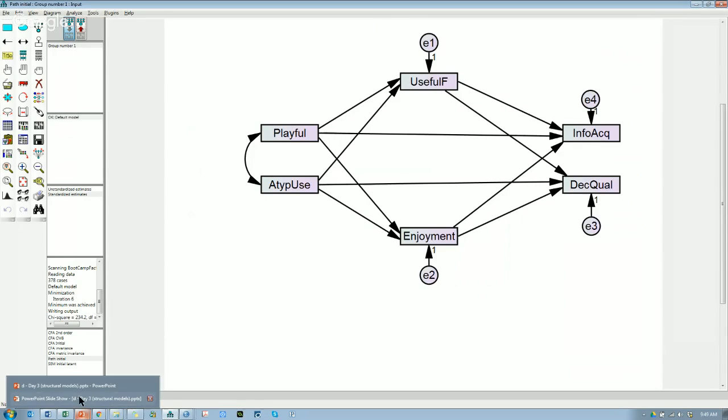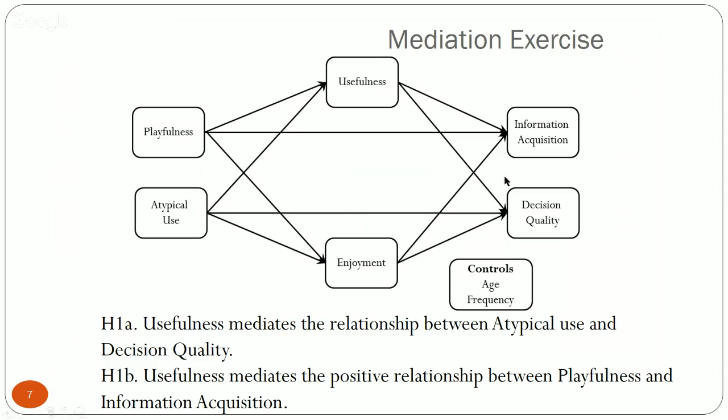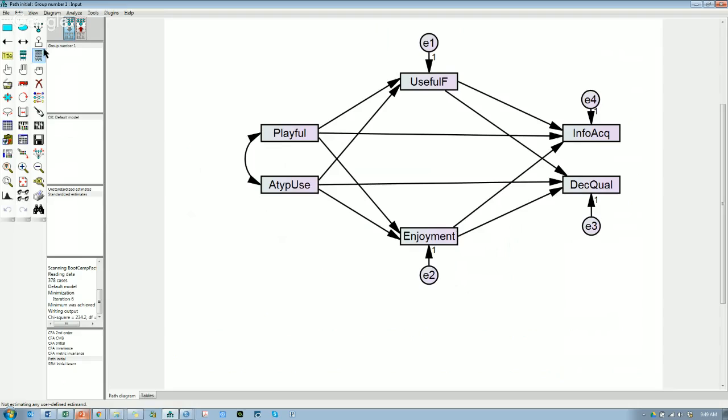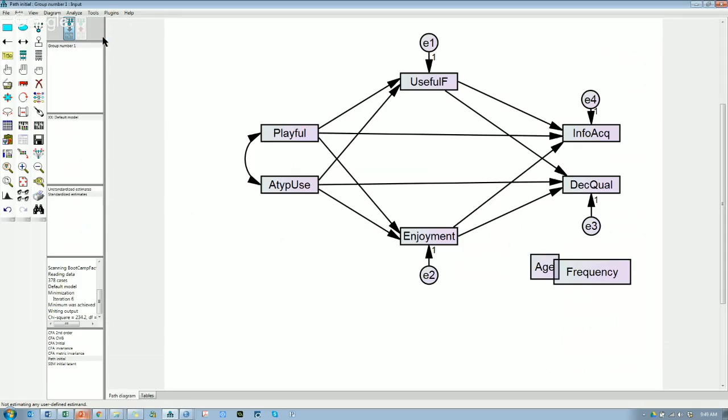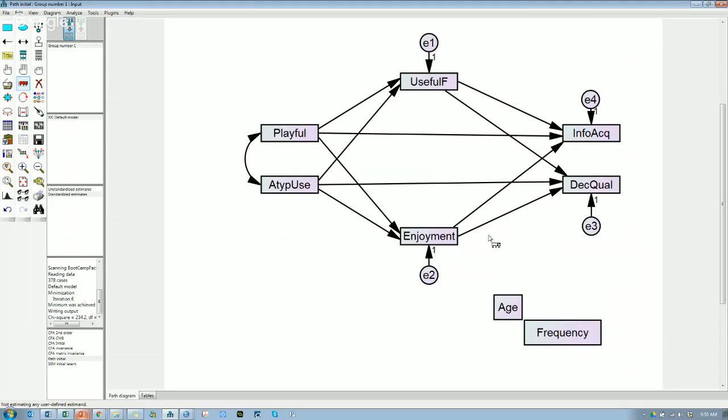So we now have a model that matches our PowerPoint, except we haven't included age and frequency. So let's do that real quick. Let's throw in age and frequency. To do that, you just pull in age and pull in frequency from the white stacky thing. Move them around so that they're pretty. Now, what do we do with them? Because they're exogenous, you have to covary them with these guys.